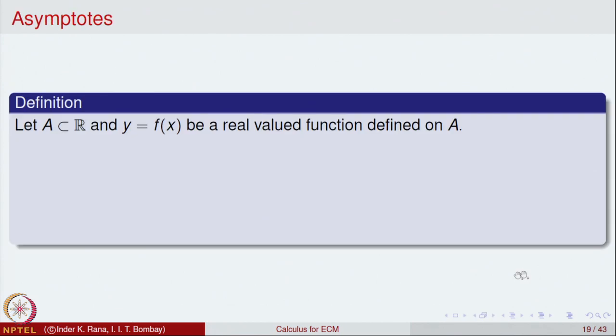So, we want to make this notion precise. Let us define what is called an asymptote for a function of one variable. Let f be a function defined in a domain A and given by y equal to f of x. Another way of writing f colon A to R: let y equal to f of x be a real valued function defined on A. That means A is the domain of the function, x belongs to A, and the values are y.